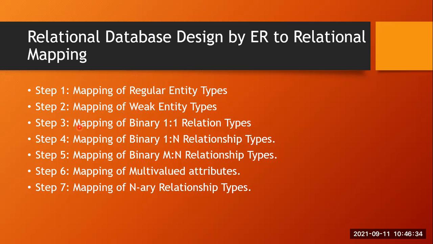Then step 3 represents the mapping of binary relationships. Binary represents two ways. What two ways are there, and how many tables are we supposed to take here? So binary represents two-way, representing the mapping of binary 1:1, like one way.